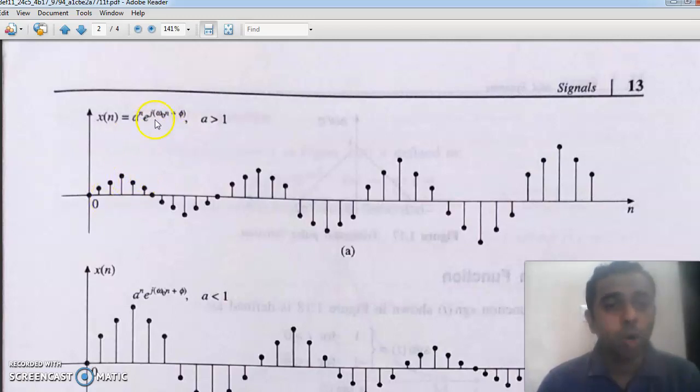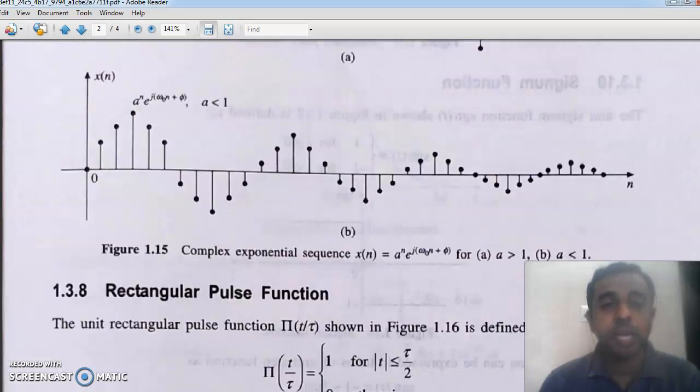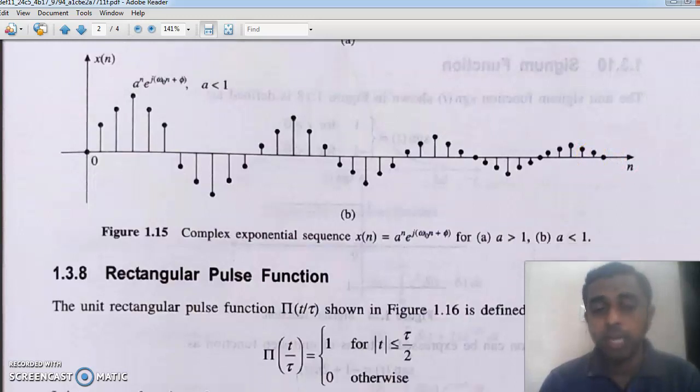So what happens if the whole thing is multiplied by such a value? It grows exponentially; the amplitude grows exponentially. But if you have a value less than 1, what happens? Suppose I take 0.5: 0.5 raised to 1 is 0.5, 0.5 raised to 2 is 0.25. So the amplitude decays exponentially as n progresses. Okay, so that is the thing about discrete time signals.